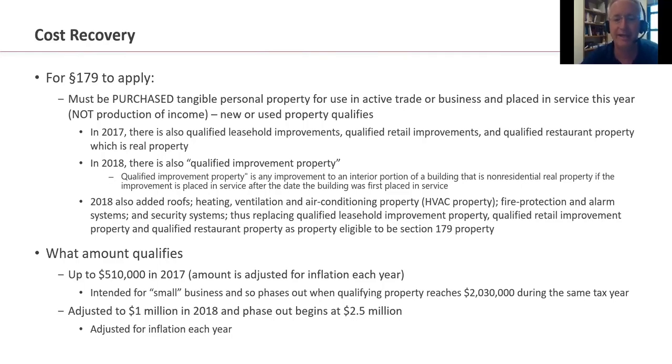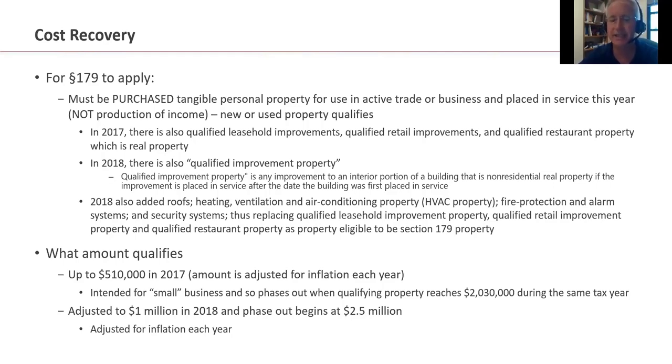Well, in 2017, it was up to $510,000 qualified. That meant if I spent $400,000 on qualifying property, I could immediately expense $400,000. If I spent $500,000 on qualifying property, I could immediately expense $500,000. If I spent $511,000, I could only expense $510,000 because that was the limit.